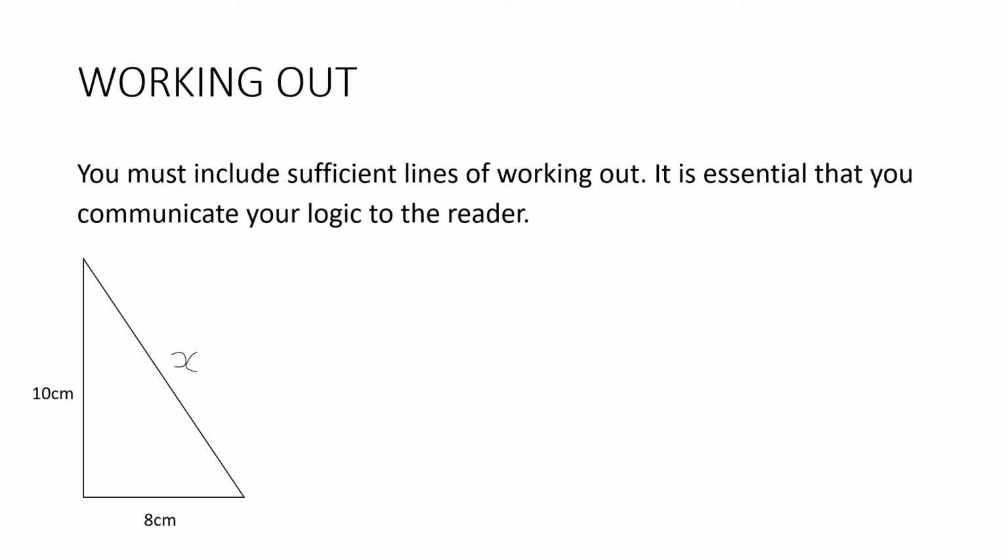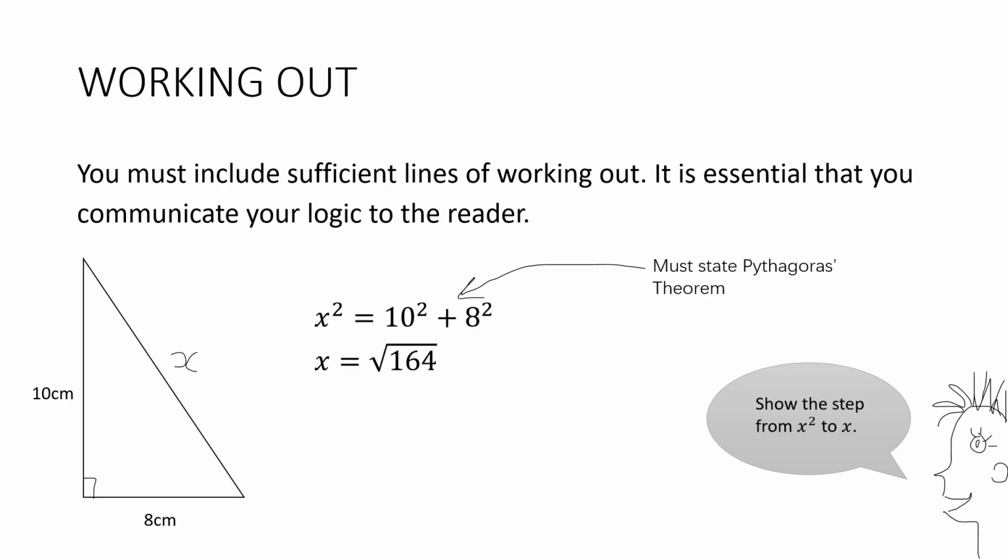Let's have a look. Same question. X squared is equal to 10 squared plus 8 squared. You have to state Pythagoras' theorem. Then I know you can do 10 squared plus 8 squared on your calculator. That gives you 164. You need to show the step from x squared through to x. And then you work out the square root of 164, which is 12.8 centimeters.